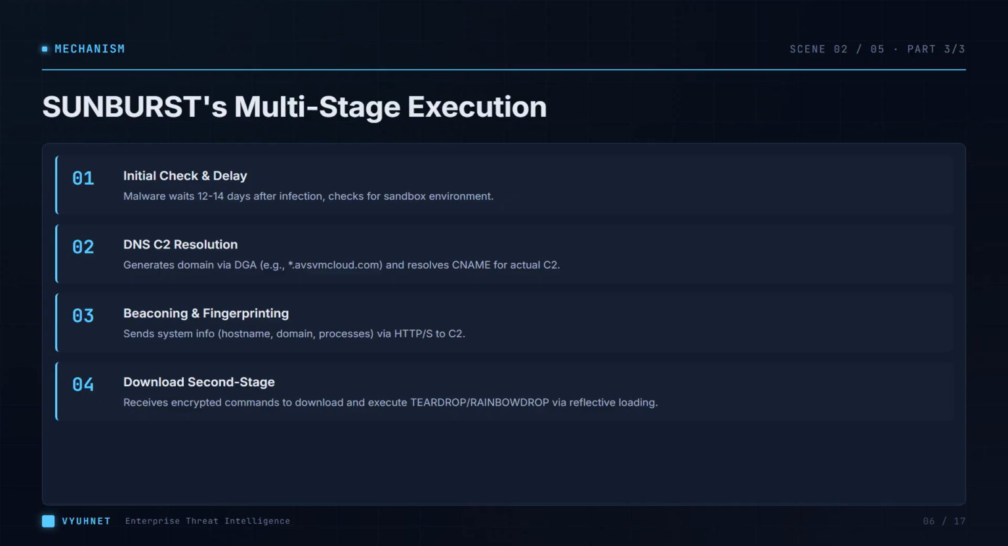Sunburst wasn't a single monolithic payload. It operated in stages. First, the solarwinds.orion.core.businesslayer.dll executed its initial checks and established initial C2. Second, it would receive commands, including instructions to download and execute additional modules such as Teardrop or Raindrop. These second-stage payloads were often loaded directly into memory using reflective loading, avoiding disk presence. This multi-stage approach allowed the attackers to maintain a small initial footprint and only deploy more invasive tooling on high-value targets. This made detection significantly more challenging, as only the initial C2 traffic might be visible.